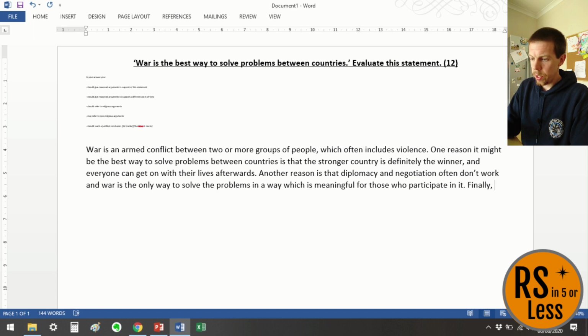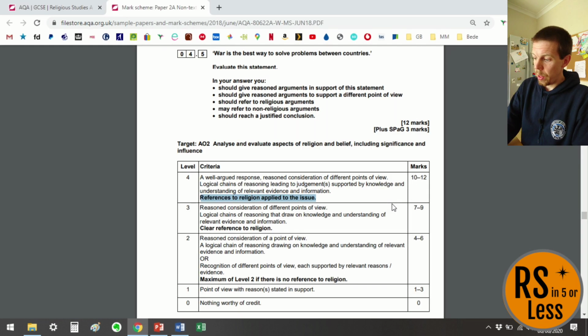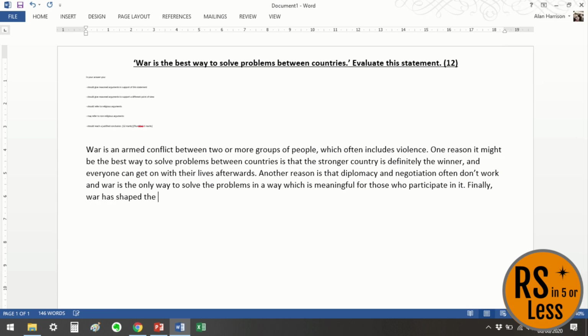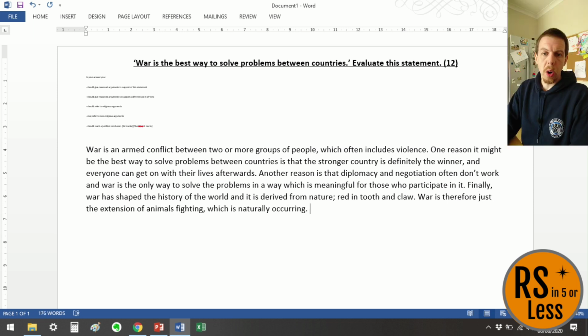Finally, notice if we look at this, there are 3 marks available for agreeing. Finally, okay, so I've put in 3 points of view, including, but I haven't included any religious teaching.